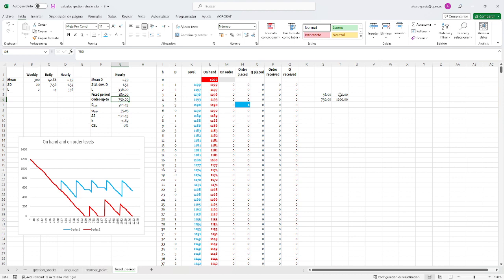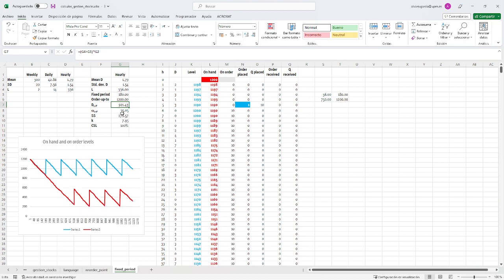I have my cheat sheet here, and I'm going to write an order up to level, let's say this. So what I'm doing is placing orders when these hours have passed, and I'm going to order up to this amount here. And the basis to, oh, I have the calculations here. Let me just explain this.